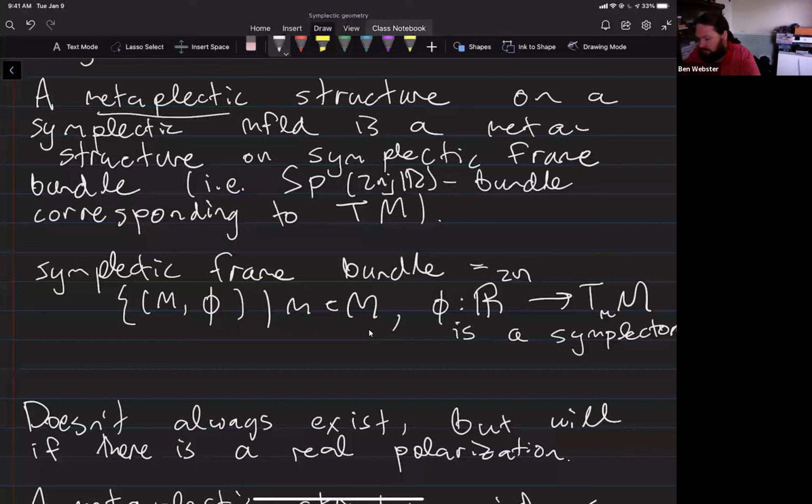You can also think of this as choosing all possible bases in your tangent space where the symplectic form has the standard structure. So picking a basis e_1 up through e_n, f_1 up through f_n, such that you have the standard inner products. Of course, that's the same thing because those are just the images of the unit vectors in R^2n.